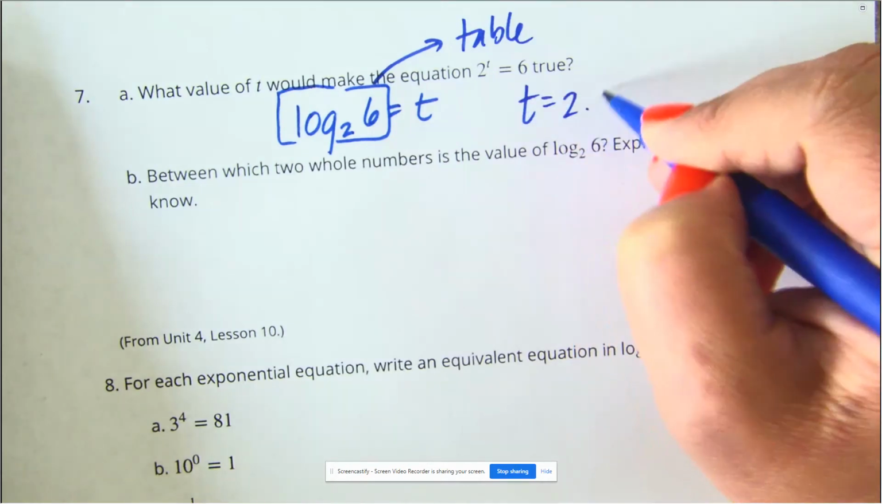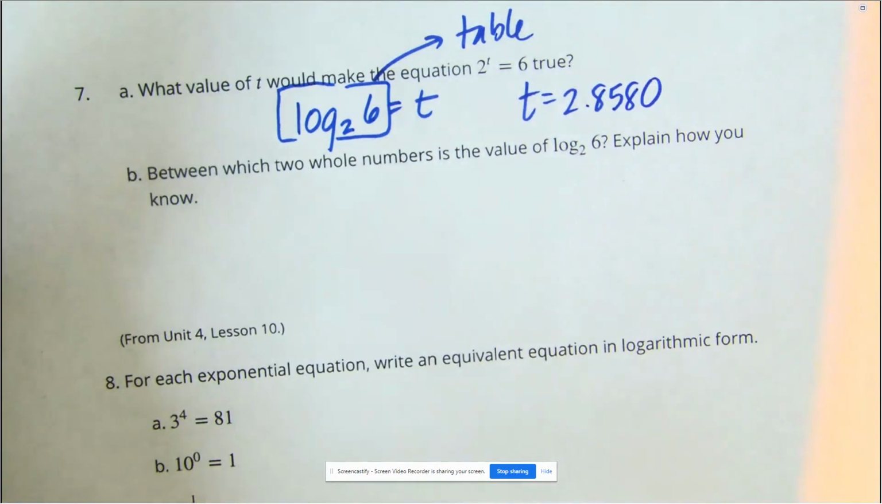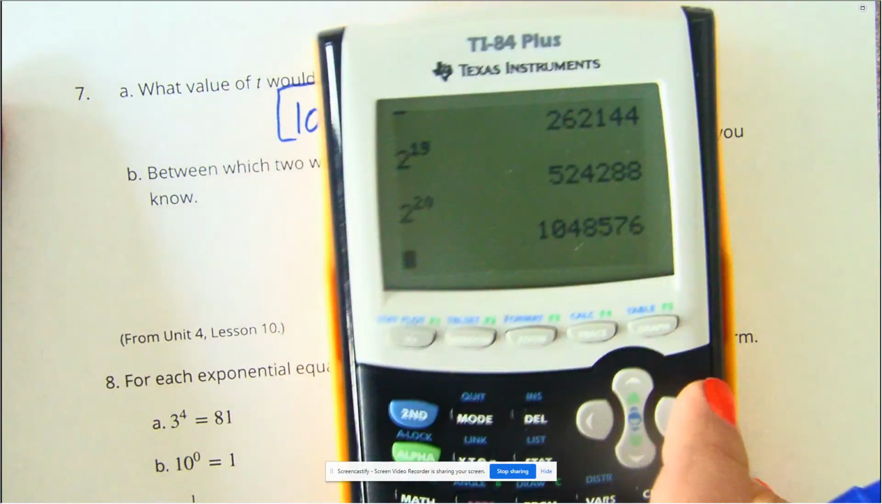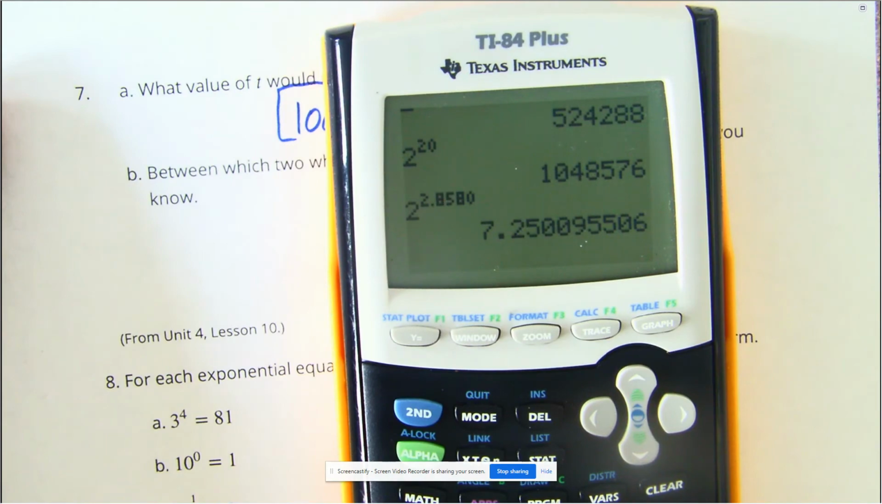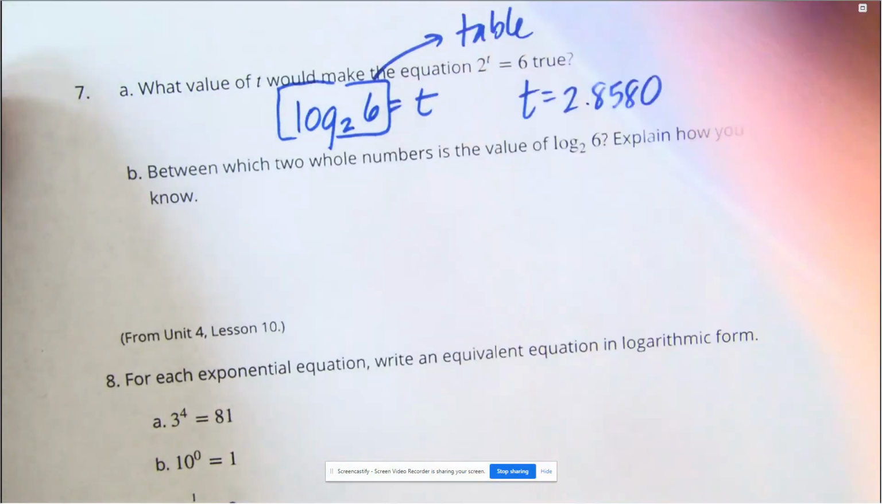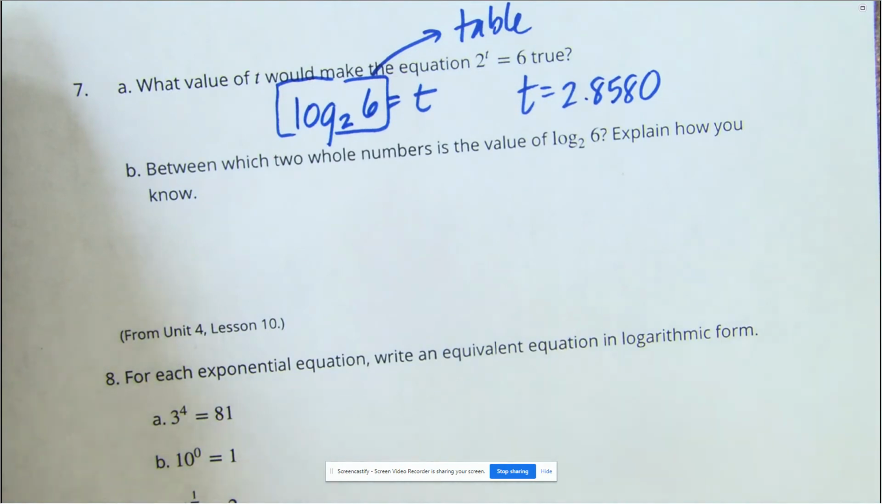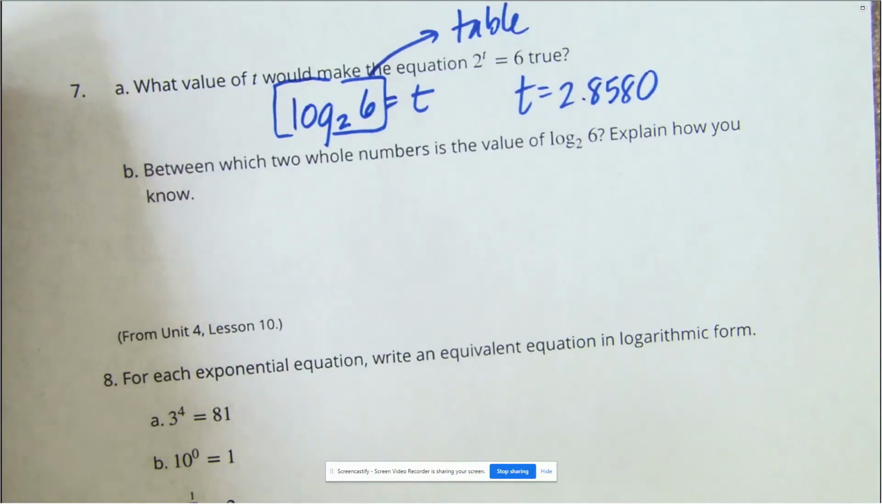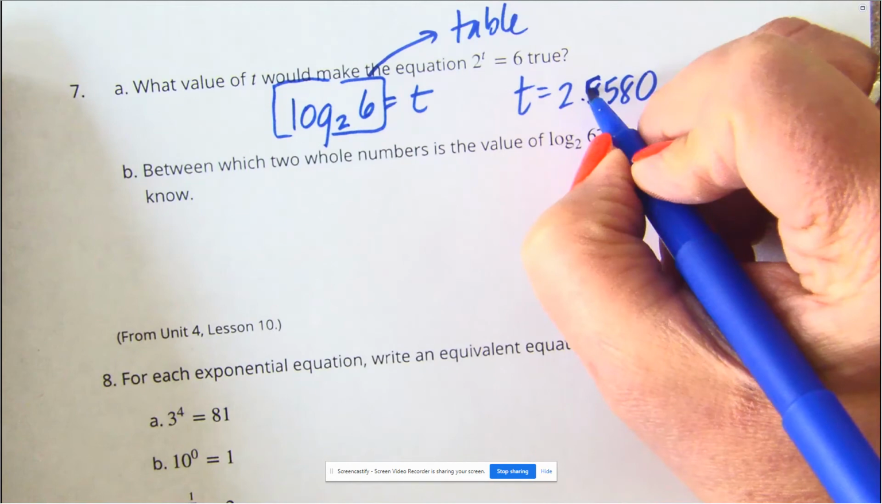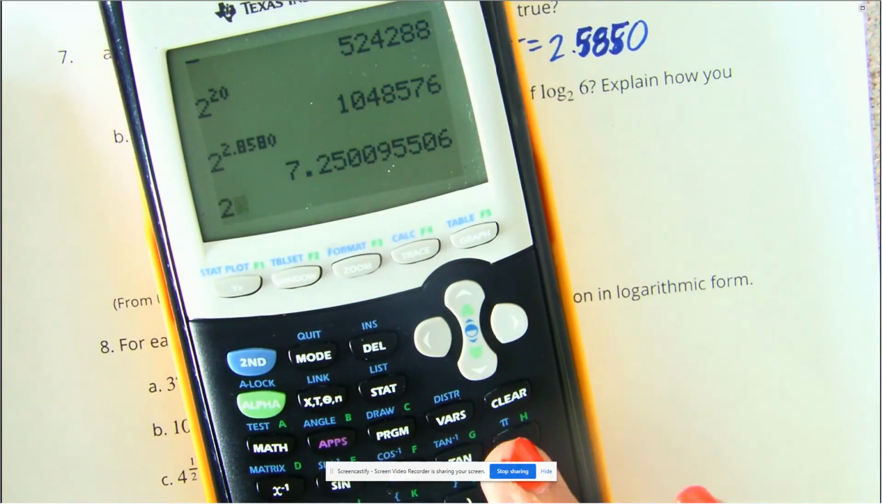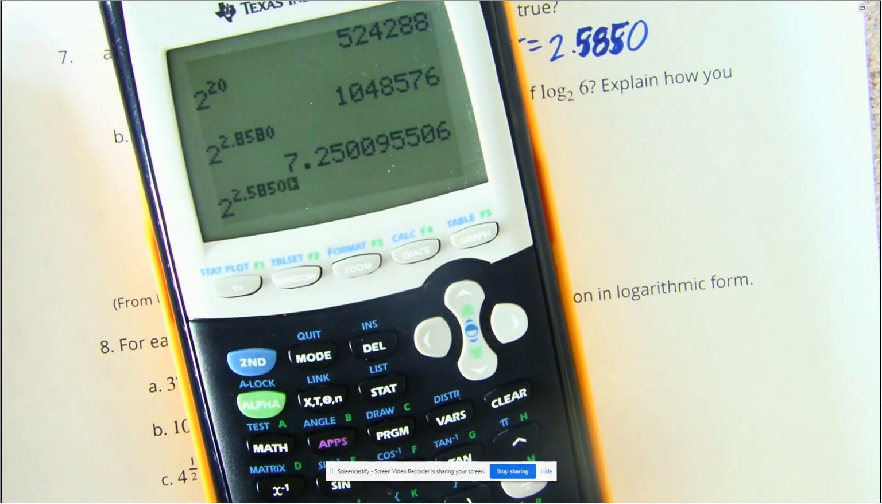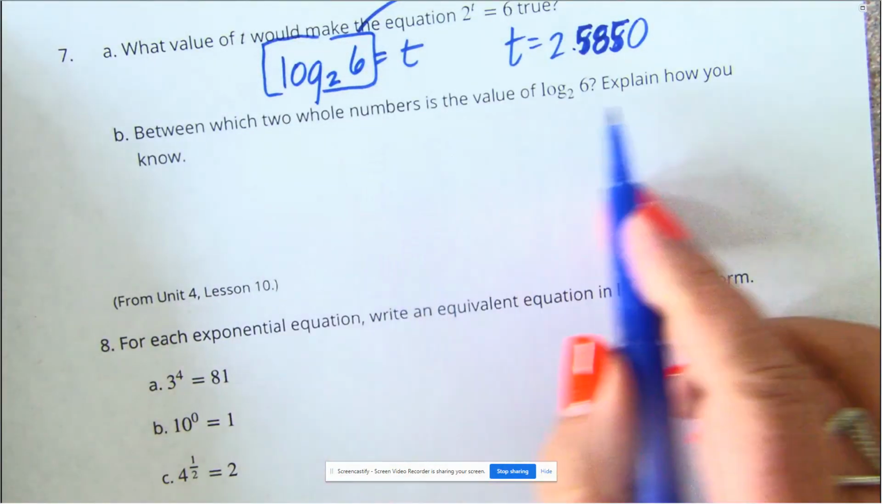T needs to be 2.8580. And I could check with that. 2 to the 2.8580. What, did Miss Austin write that down wrong? Oh, 2.58. Good thing I checked. Wrote it down wrong. Try that again. 2 to the 2.5850, 6. Yep.